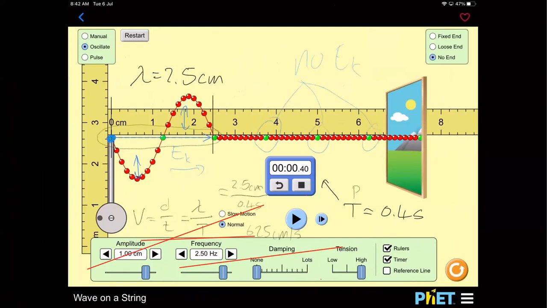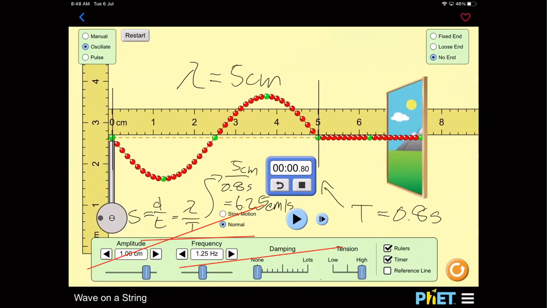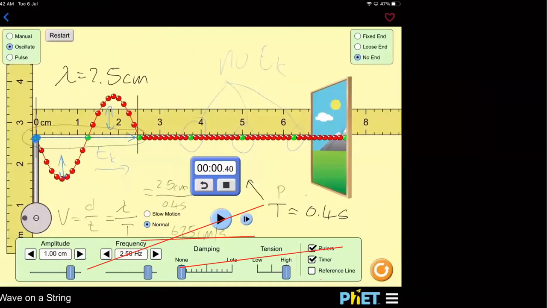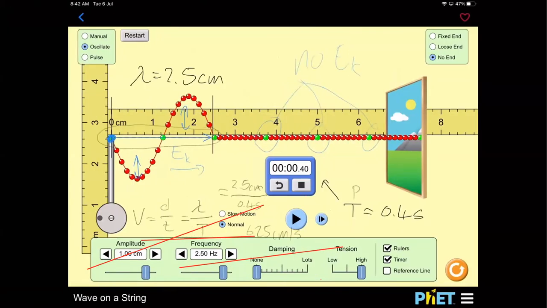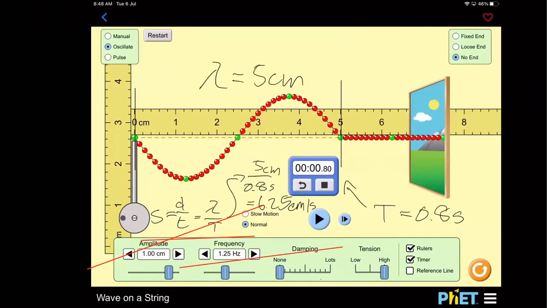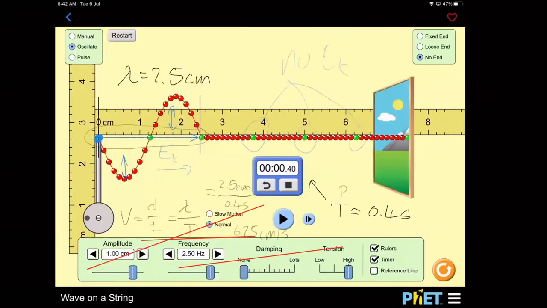So 2.5 divided by 0.4, have a look what happens. I get 5 divided by 0.8. I've doubled the top and I've doubled the bottom. So I've doubled the wavelength and I've doubled the period, which means that the speed stays constant. Cool. So the speed of that wave is the same.